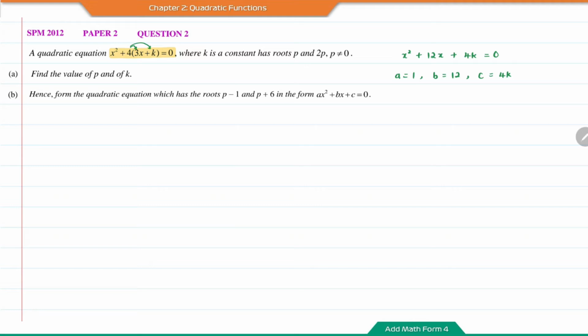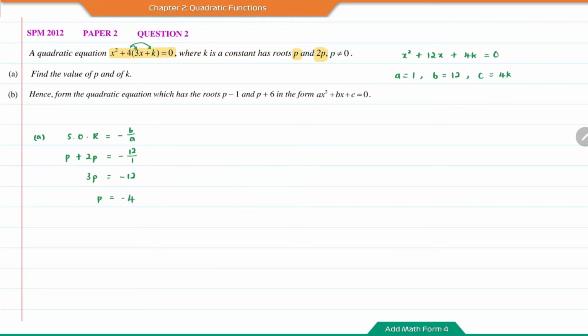So now I want to find the value of p and k. So these equations have the roots of p and 2p. We know that the sum of roots is equal to negative b over a. So the sum of roots with the roots of p and 2p will be p plus 2p. So negative b, which is 12, over a, which is 1. So p plus 2p is 3p equal to negative 12. Therefore, p is equal to negative 12 divided by 3, which is equal to negative 4.